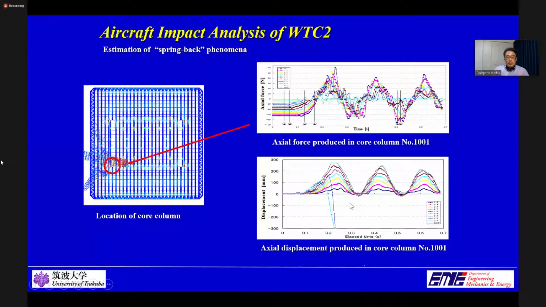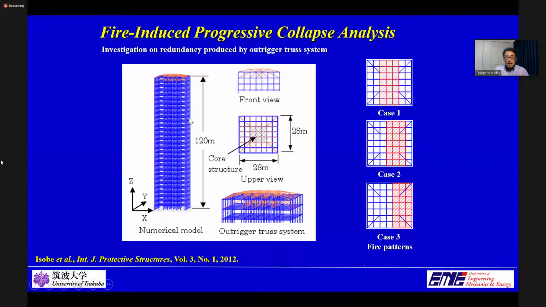The next example is a fire-induced collapse analysis, which was carried out on a 30-story 7-span tower to determine the effect of the redundancy produced by outrigger truss systems on rooftops. The reduction of modulus of elasticity and yield strength due to elevated temperatures were taken into account. We carried out these 3 cases of fire patterns to see how the outrigger truss system helps elongating the collapse initiation time with its catenary action.